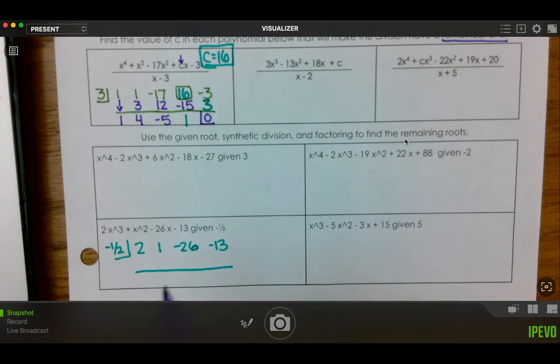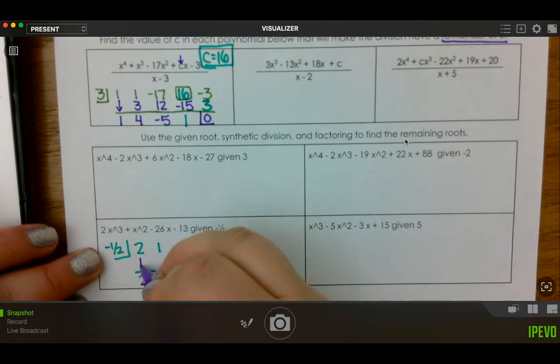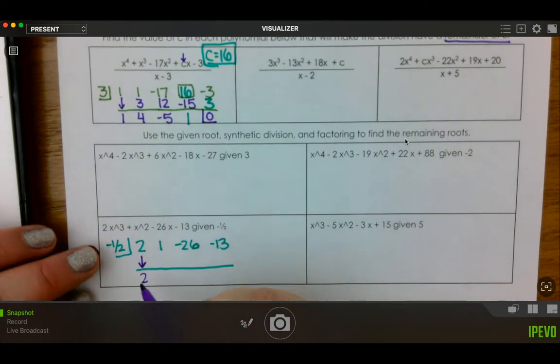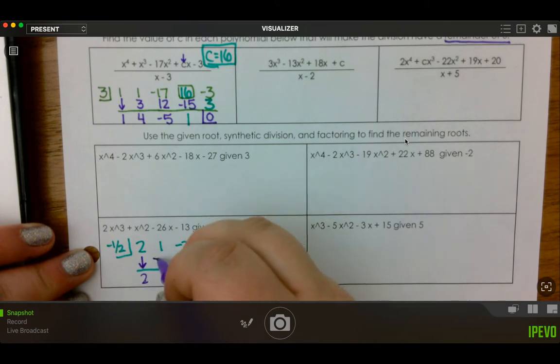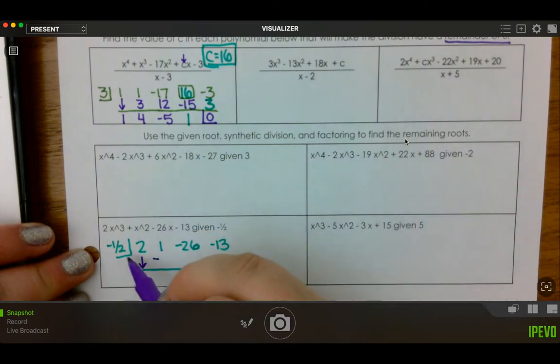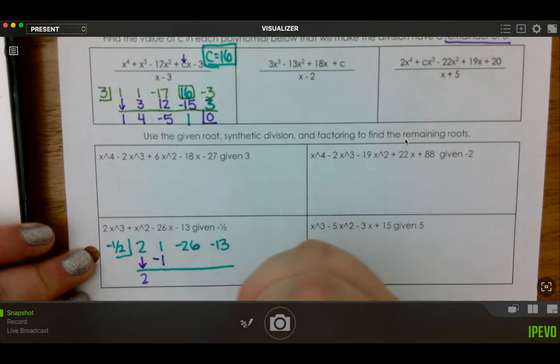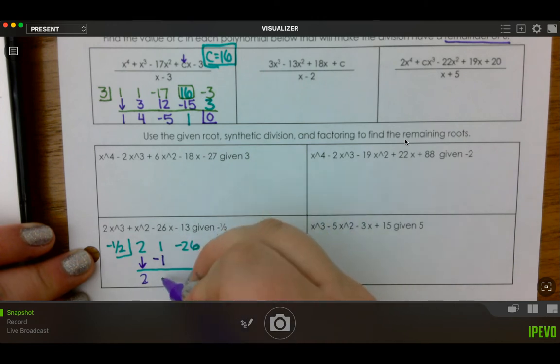Drop the 2 down. And then this is the part where people freak out a little bit. Negative 1/2 of 2. Work on the signs first. A negative times a positive is a negative. And half of 2 is 1. But now look, those add to 0.